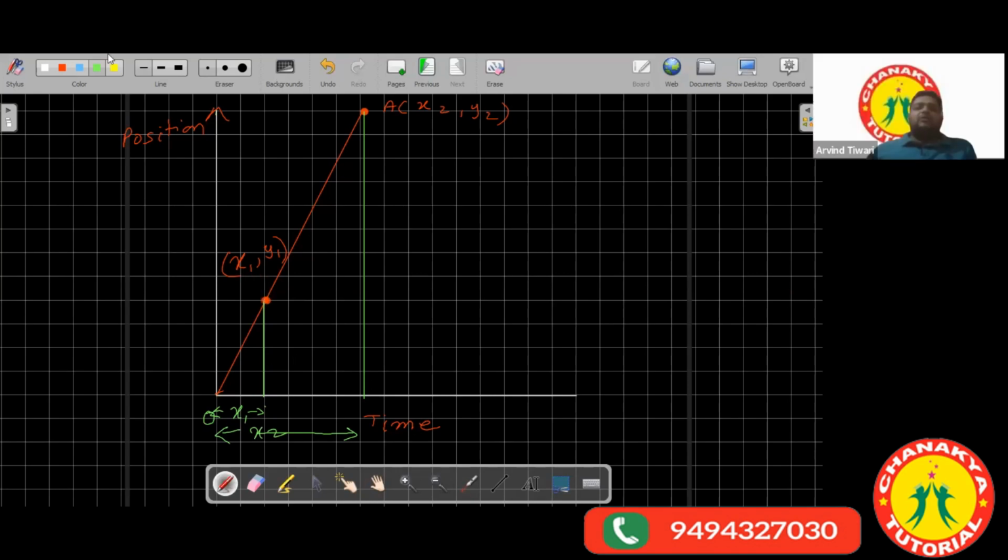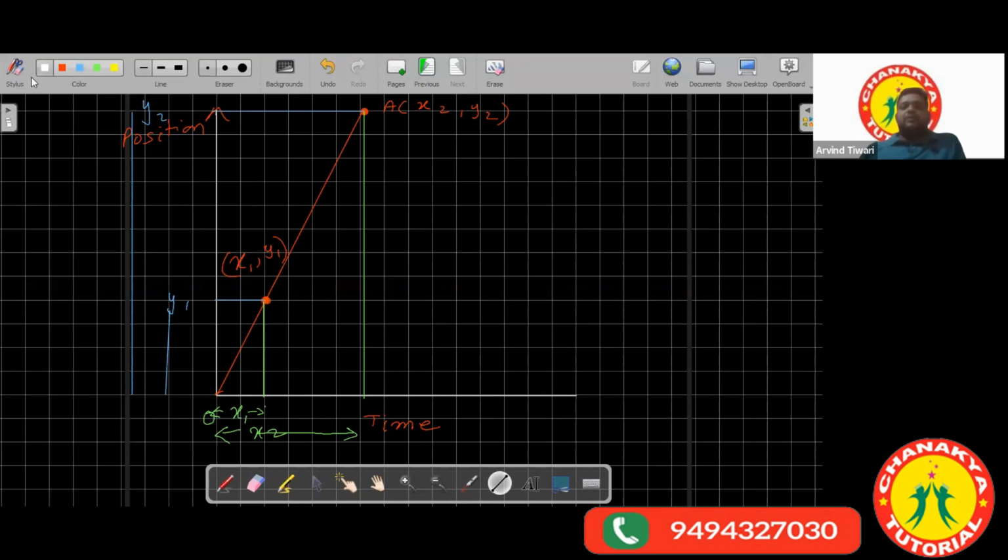In a similar way, I can find out the value of the y component. We draw a perpendicular from the first point on the y-axis, and now a perpendicular from this point on the y-axis. So clearly, this will be my y1 and this will be y2. The distance from origin to this point will be the y1 distance, and from origin to this point will be the y2 distance. Got this much? Yeah, sir. Okay. Now let us see how we find the slope and how it represents the velocity.